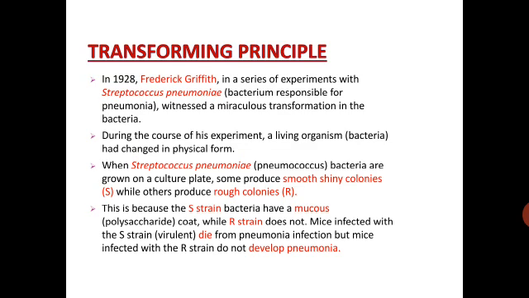What Griffith did was inject S strain into the mice and observed that the mice died of pneumonia. So mice infected with S strain, which was virulent, die from pneumonia infection, but mice infected with the R strain do not develop pneumonia.